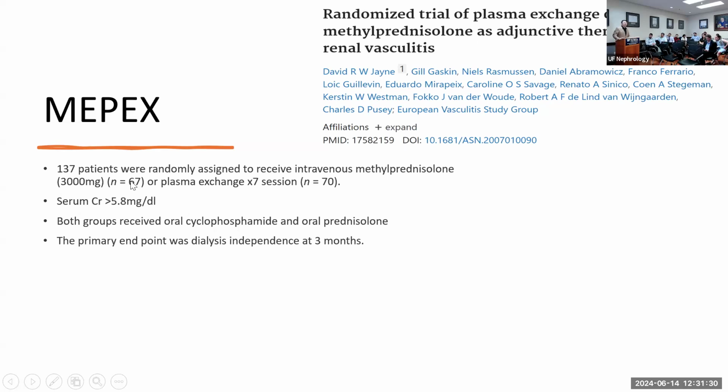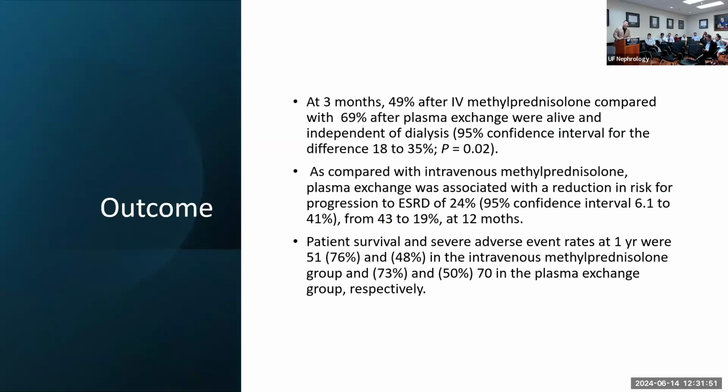So these patients are sick. All the patients in this study have serum creatinine of more than 5.5. Both groups received oral cyclophosphamide and then prednisone as an immunosuppressive agent. The endpoint was dialysis independence at 3 months.